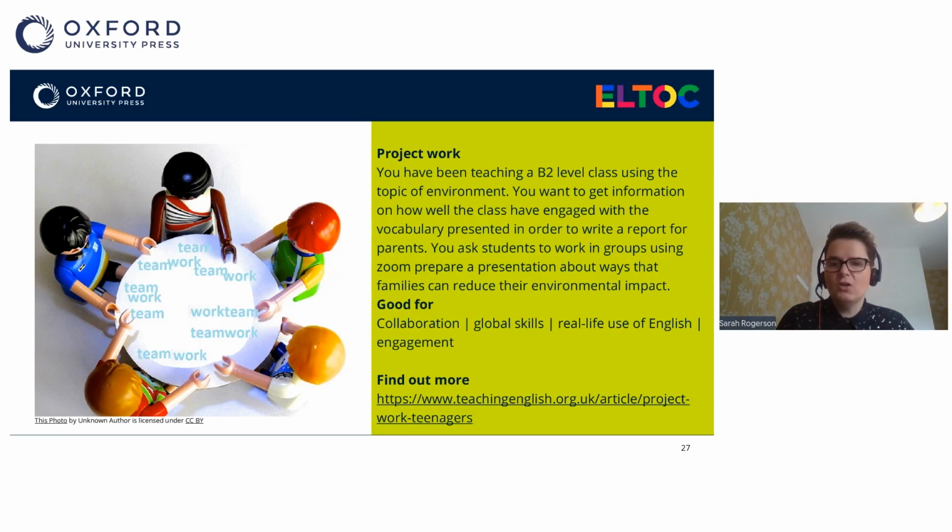But if you do that a lot, you might also choose to think, how could I do this differently? So you could ask students to work in groups using Zoom or Teams or in the classroom, whatever way you're teaching, to prepare a presentation about ways that families can reduce their environmental impact. They're going to be using the vocabulary. You're going to see how well they've engaged, but also you're practicing the key skills of collaboration, global skills, real life use of English, and it's incredibly engaging.